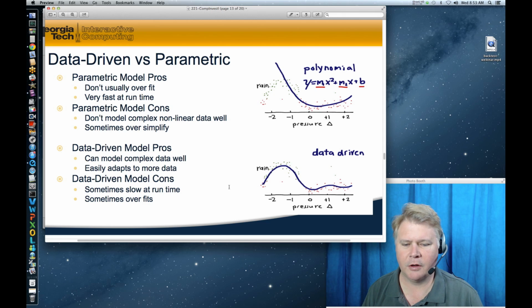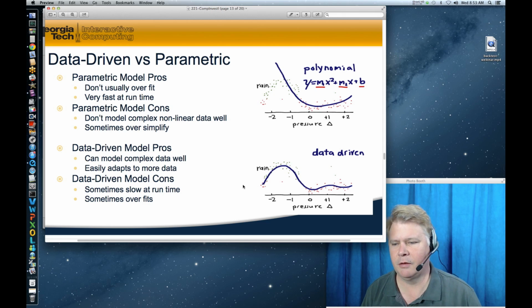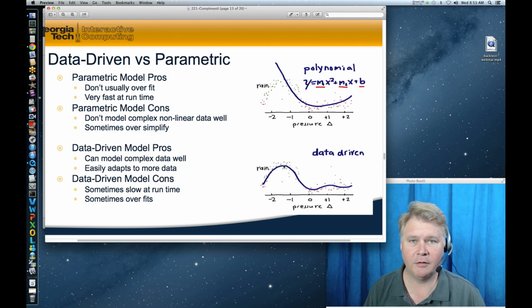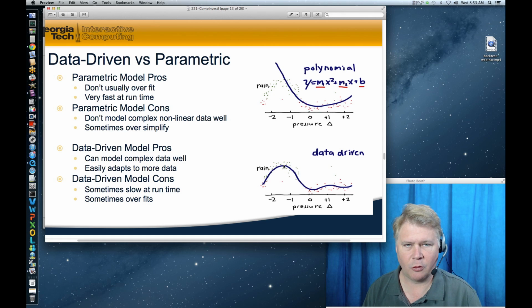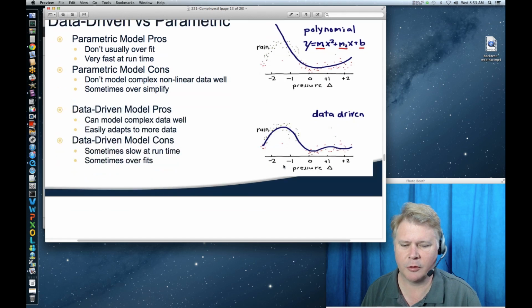Some of the cons: at runtime, they're definitely slower than parametric models because you have to consult all the data and find the nearby data values. It requires sorting and distance calculations and so on. So it's slower at runtime. And sometimes data-driven models are definitely more susceptible to overfitting, which means that they model noise in the data perhaps more than the actual underlying principle.